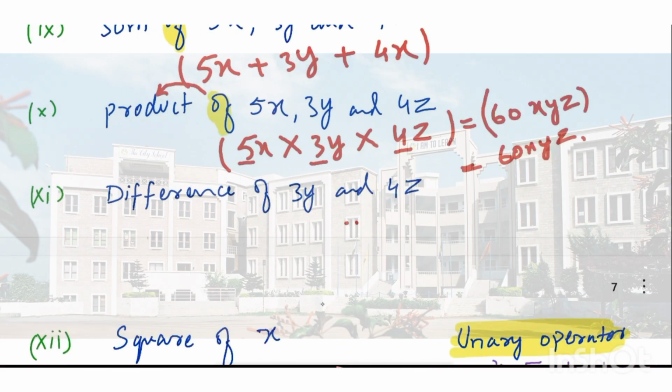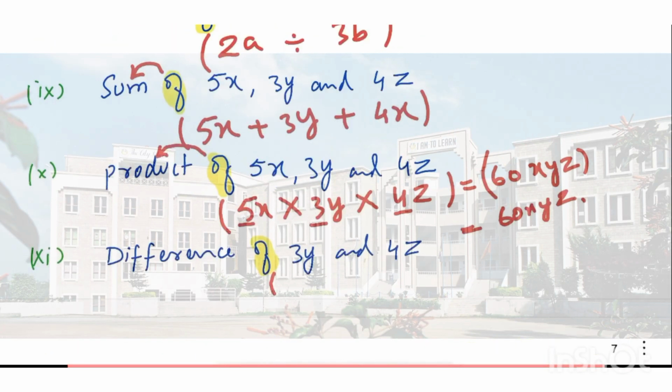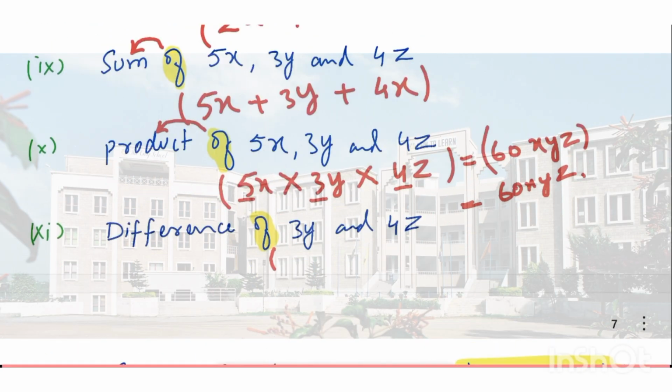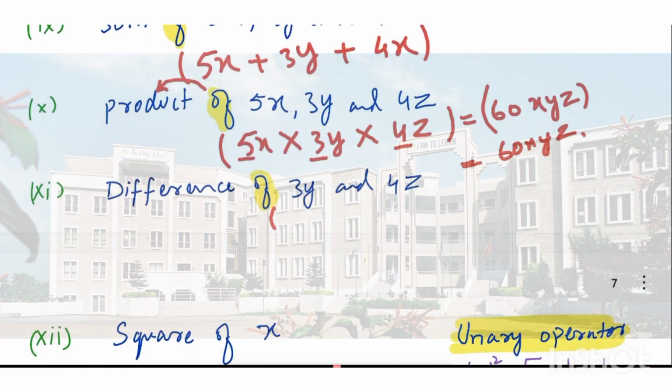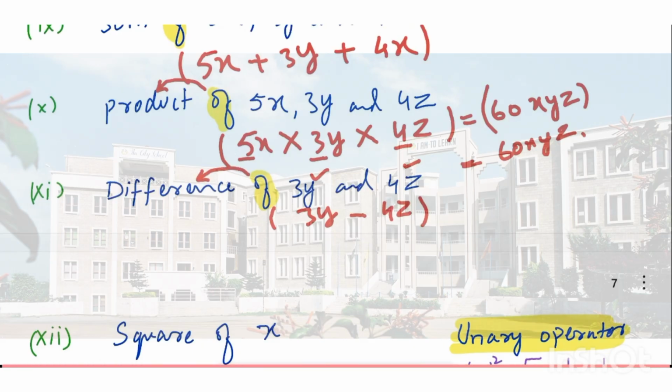Now the last statement of this page says again "of", difference of 3y and 4z. Of means brackets. And remember that difference is a binary operation, so we cannot subtract three terms at the same time. Like in product and sum we use three terms, but in the difference, we will not be subtracting three terms. For this, we need two terms only. So write 3y and 4z, and then close the bracket. The pre-of statement is difference. Difference means minus.